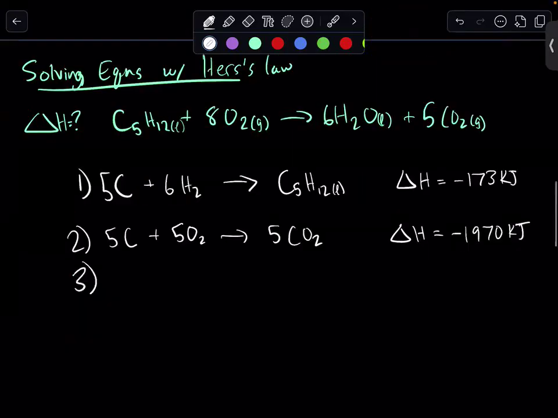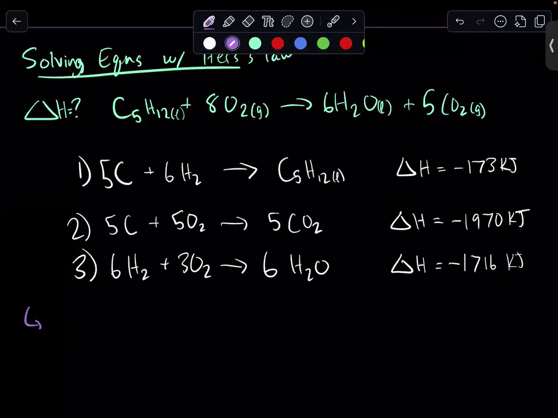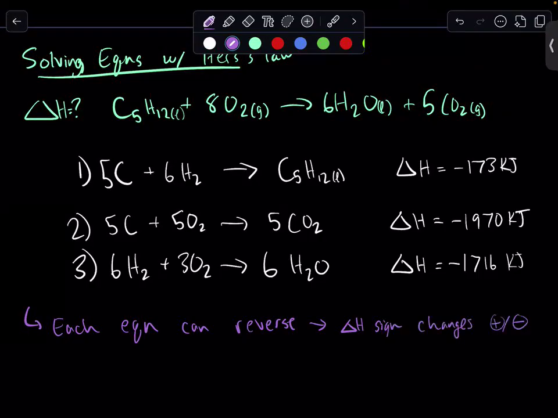Lastly, we have equation 3. That's going to be 6 hydrogen plus 3 oxygen, and that reacts to form 6H2O, and that delta H will be equal to negative 1,716 kilojoules. So this becomes a puzzle. We can say each equation can reverse, so go the opposite way. However, delta H sign changes, so positive to negative or vice versa.